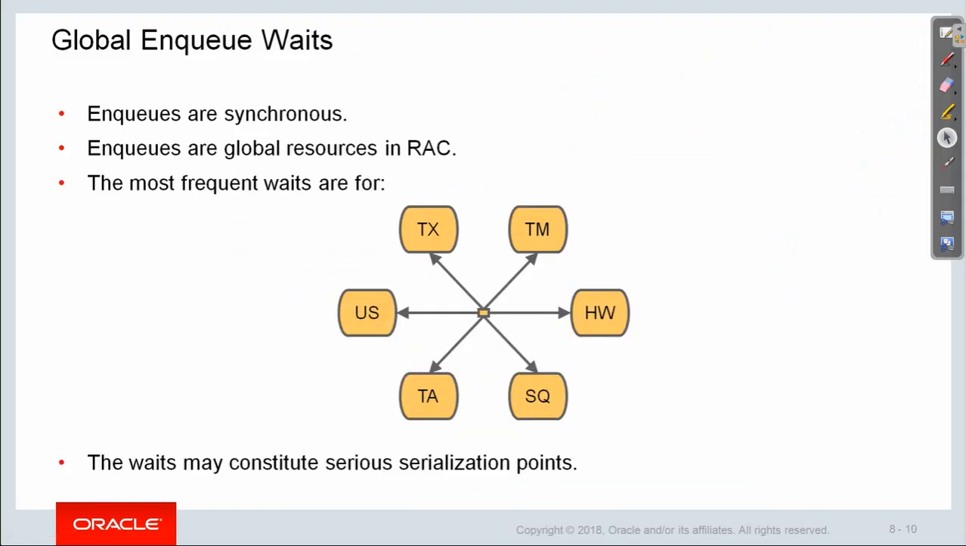And also, we have enqueue-related waits. Enqueues are synchronous, and enqueues are global resources in RAC. And these are all the most current in global enqueue waits, TX and TM. So that's transaction locks, and undo-related locks are here. Lock is here, and high watermark related, and also we have a TA lock and sequence-related locks. So we have all global enqueue-related wait information here.